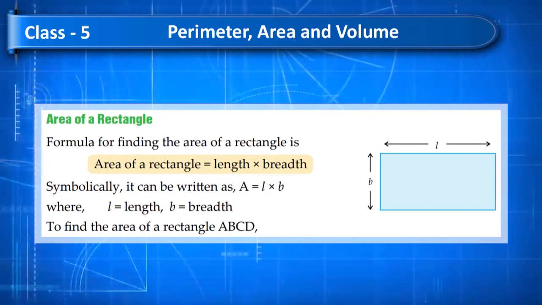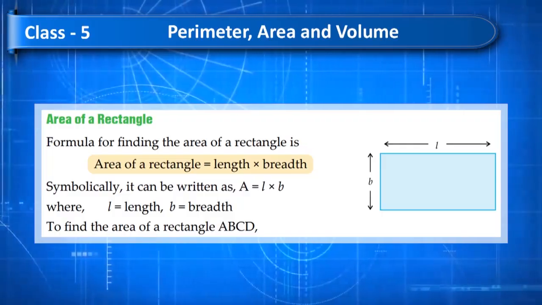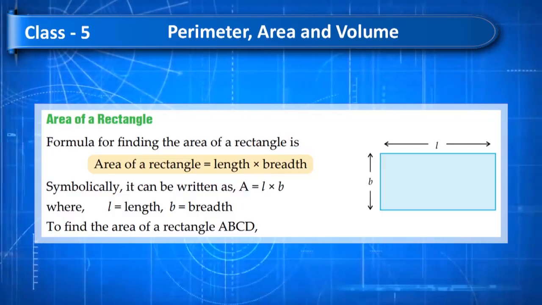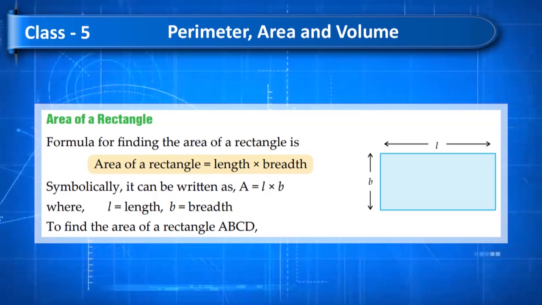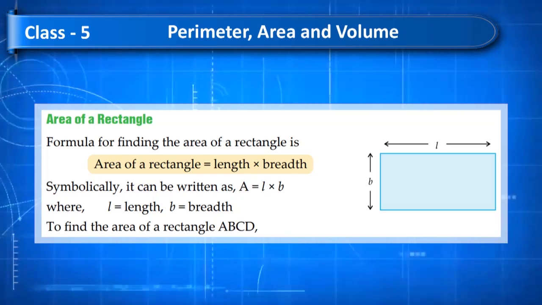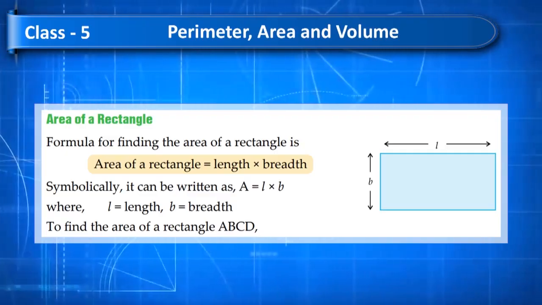Area of a rectangle. The formula for finding the area of a rectangle is: area of a rectangle is equal to length into breadth. Symbolically, it can be written as A equals L into B, where L equals length and B equals breadth.